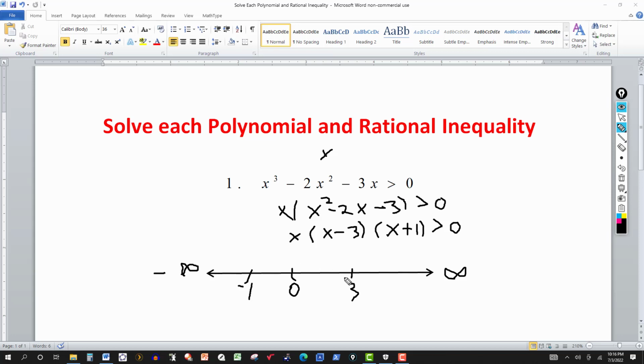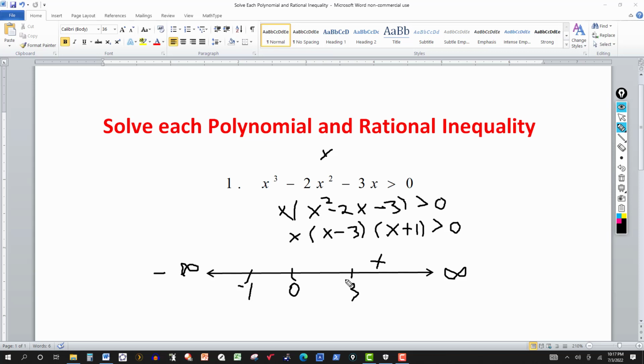So all I do is pick a number a bit larger than 3. I could pick 3.1, 3.5, but anything will work as long as it's in that interval from 3 to infinity. So I'll pick a 4. Put a 4 where the x is. 4 and 1 is a positive. 4 minus 3 is a positive. And of course, 4 for x is a positive. So they're all positive. So the product of 3 positives is a positive. So I simply put a plus sign.